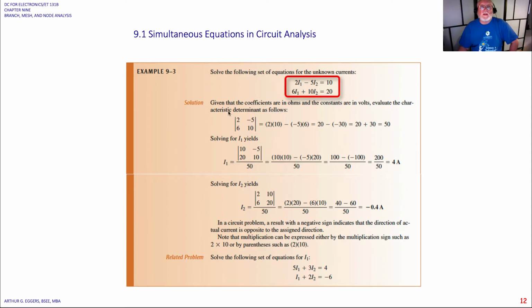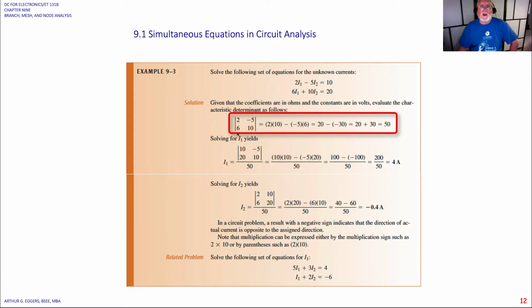So we extract the coefficients. Given that the coefficients are in ohms and the constants are in volts, evaluate the characteristic determinant as follows. So you'll recall we extract those coefficients, 2, -5, 6, and 10, just as we see here. And we do this times this, so 2 times 10 minus 6 times 5. Okay, this times this minus this times this. And we end up with a characteristic determinant of 50. So that'll be the denominator in our final solutions.